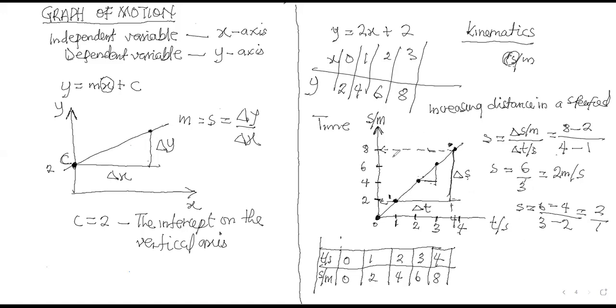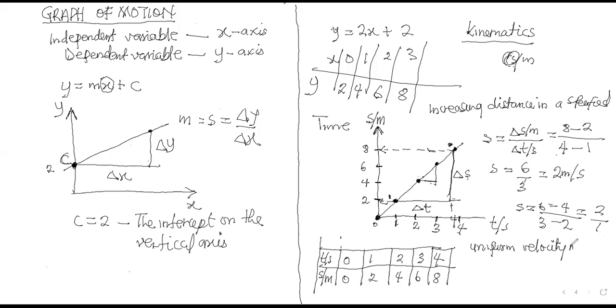And because of this, if you have this motion, it is known as uniform velocity motion. So in a uniform velocity motion, the rate of change of displacement with respect to time is equal to a constant. Listen to the definition of uniform velocity motion.